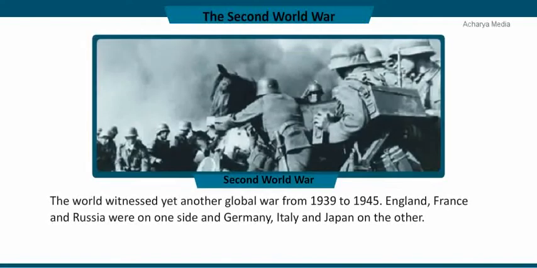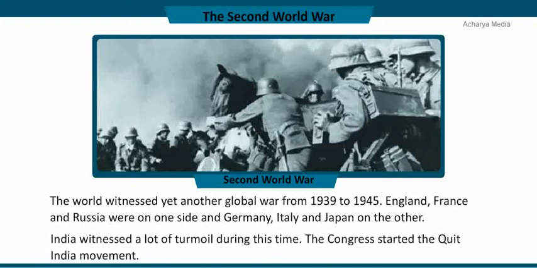The world witnessed yet another global war from 1939 to 1945. England, France and Russia were on one side, and Germany, Italy and Japan on the other. India witnessed a lot of turmoil during this time. The Congress started the Quit India movement.